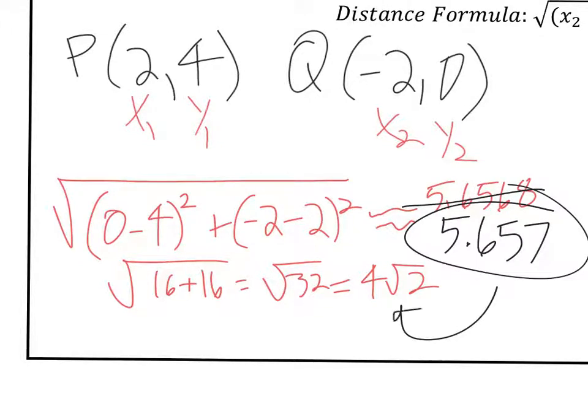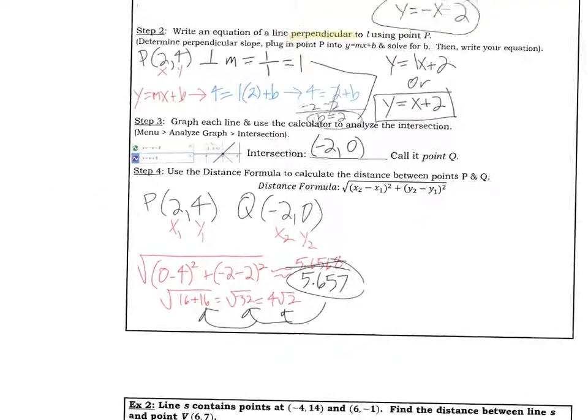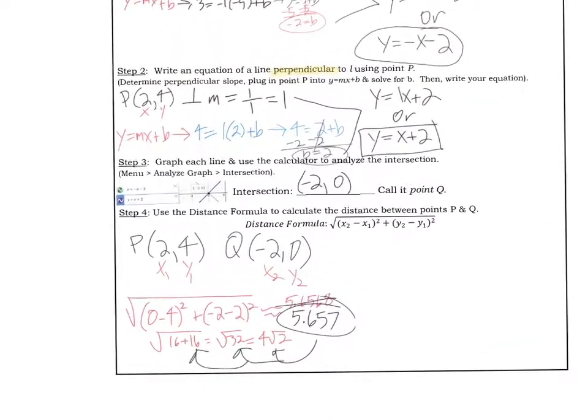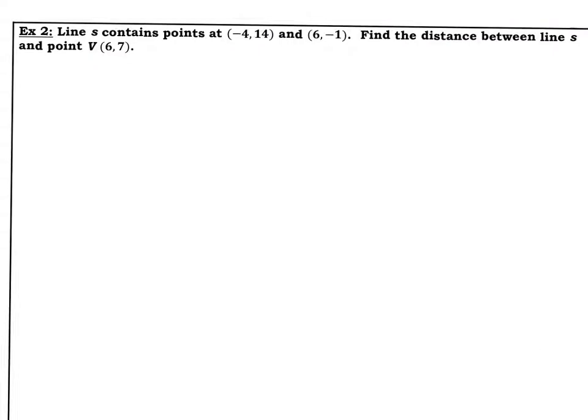It's the same thing as this if you type that into the calculator, or this if you type that in, or this. You get what I'm saying. So that's the final answer to this problem, okay? So that's kind of a lot, I understand. So I'm going to do one more example, and like I said, hopefully it built your confidence after seeing these two examples. Okay, so example 2 says, line S contains points (-4, 14) and (6, -1).